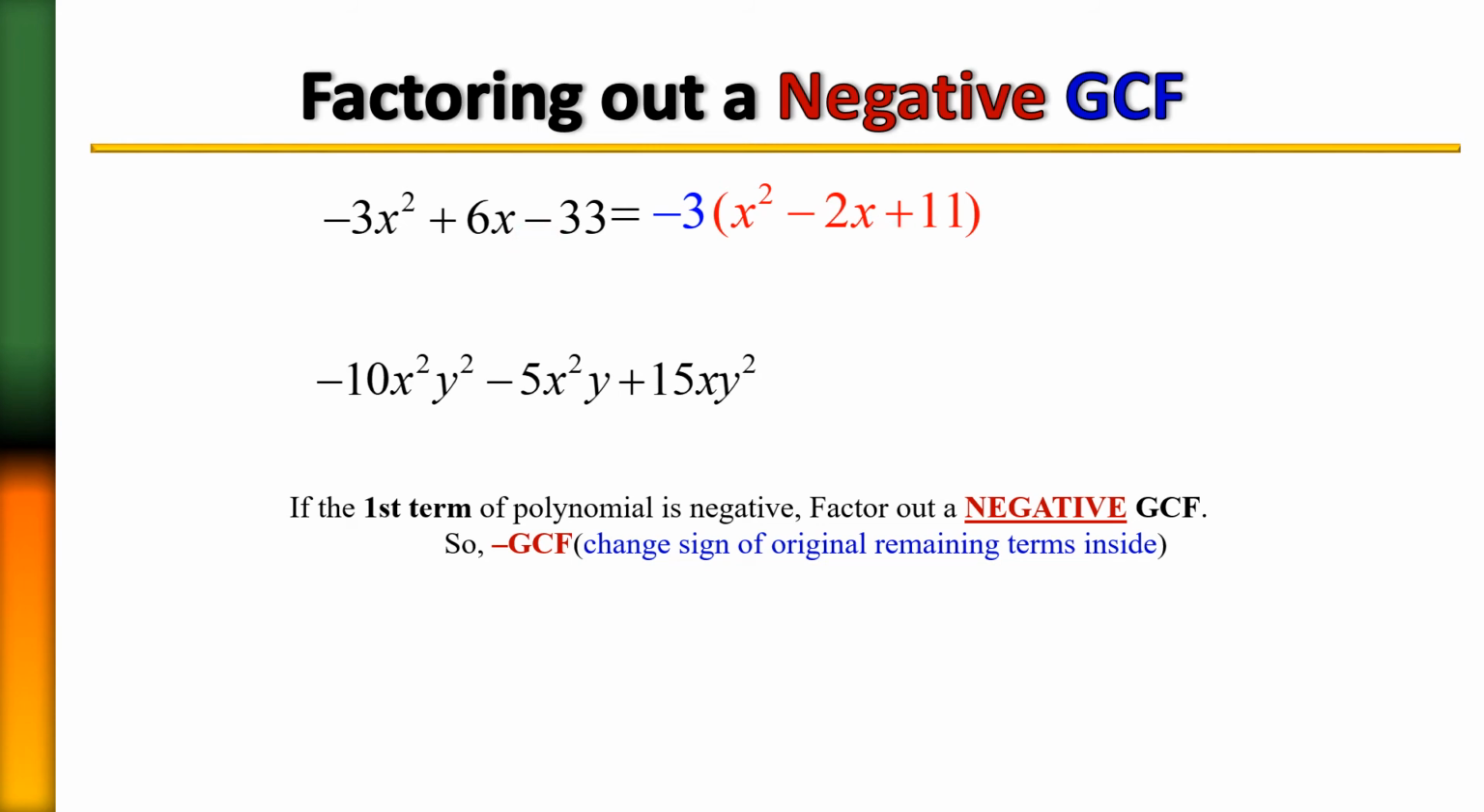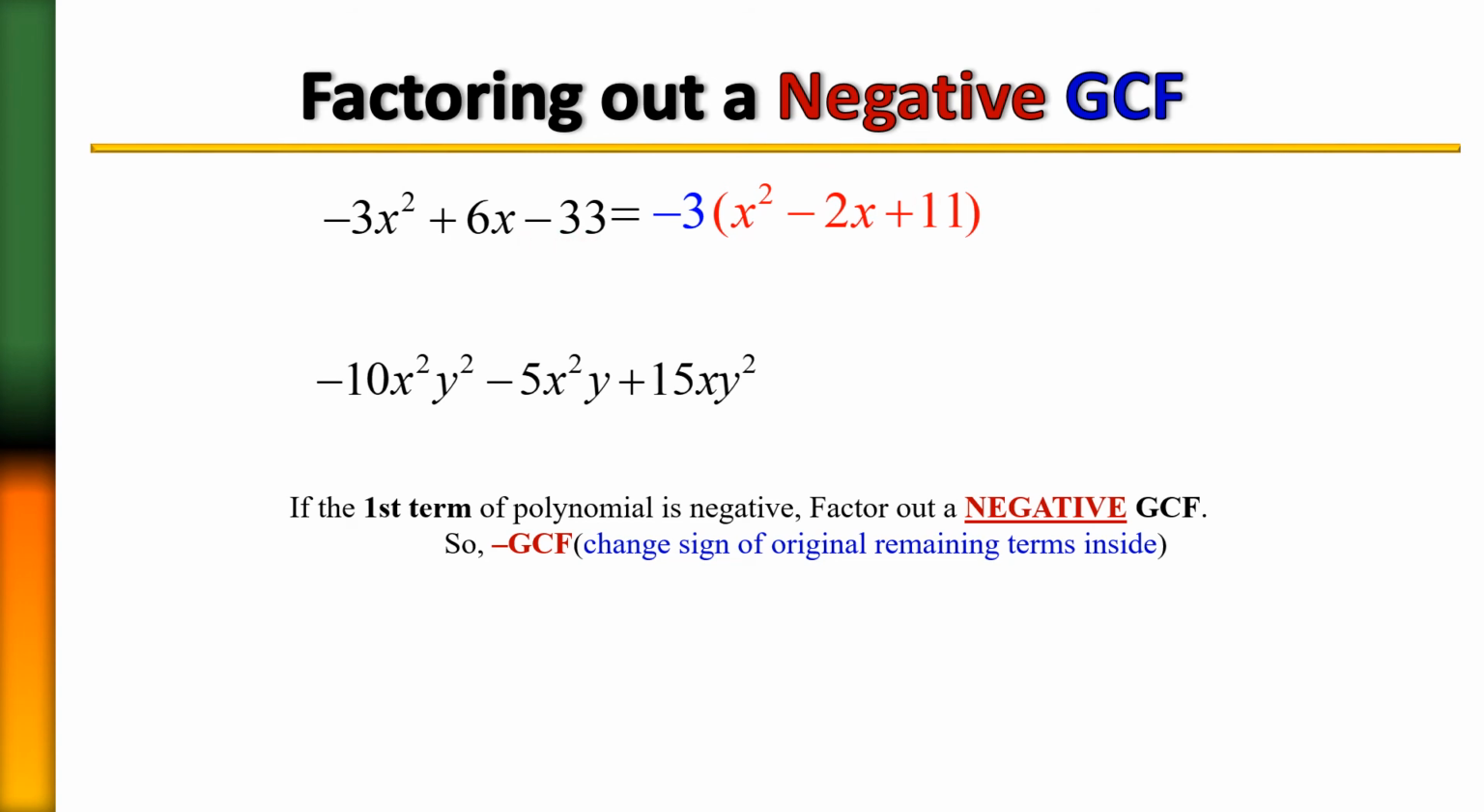And it checks because let's do the distributive property. Negative 3 times x squared does equal negative 3x squared. Negative 3 times negative 2x does equal positive 6x, because a negative and a negative equals a positive. Negative 3 times positive 11 does equal negative 33.